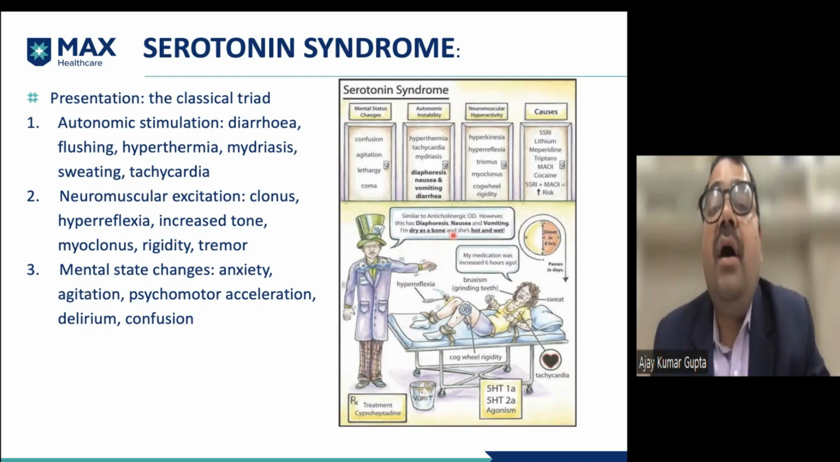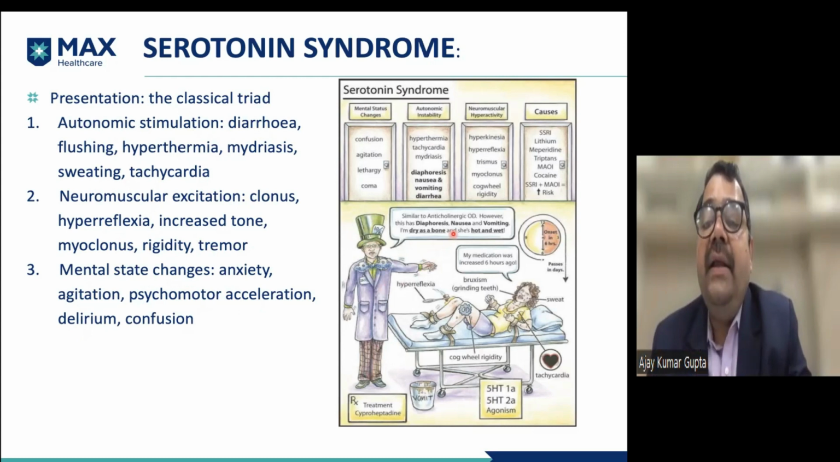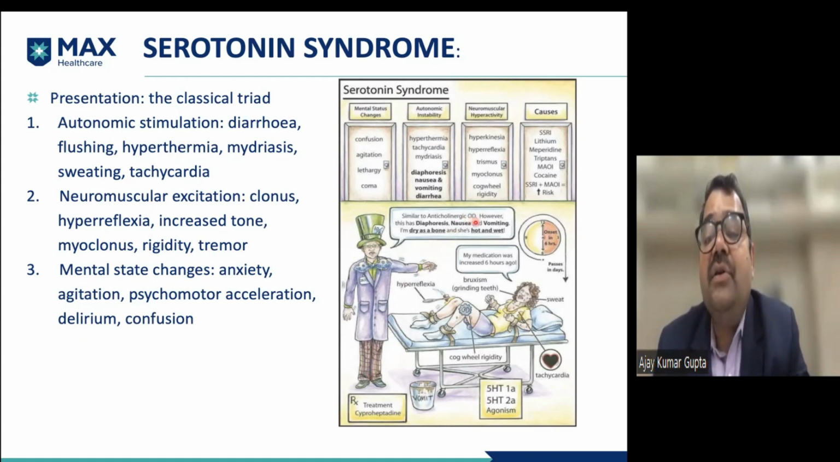Now, how is it confused with the anticholinergic toxidromes? It is similar to the anticholinergic toxidromes. However, this has diaphoresis, nausea, and vomiting, as compared to the anticholinergic, which is dry as bone. But in serotonin syndrome, the patient will have diaphoresis, nausea, and vomiting. So you can just remember that anticholinergic is dry as bone and serotonin is hot and wet.